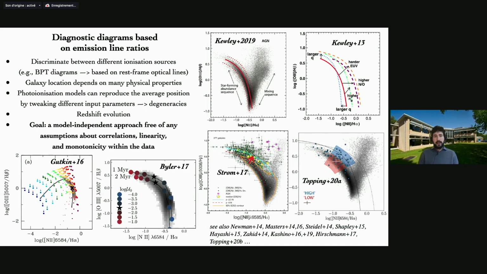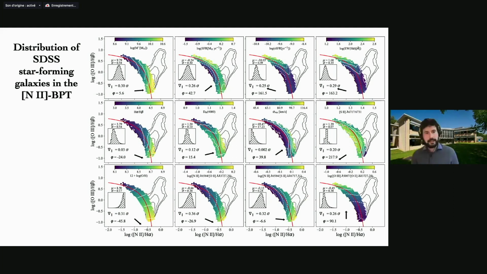So we started just by looking at the distribution of star-forming galaxies from the SDSS in the N2-BPT diagram, which I'm showing here. In each panel, the distribution of star-forming galaxies is color-coded by different physical properties, like stellar mass, star formation rate, gas-phase metallicity, ionization parameter, electron density, and so on. And then we can immediately see some interesting things here.